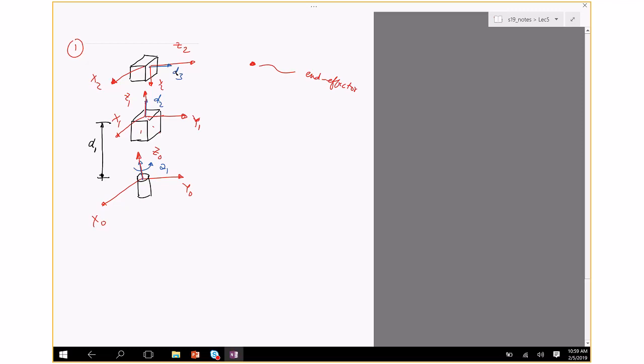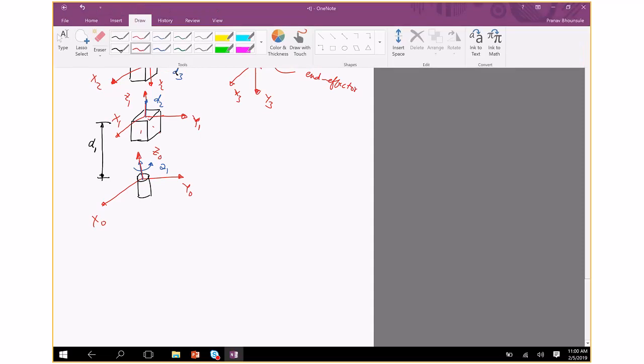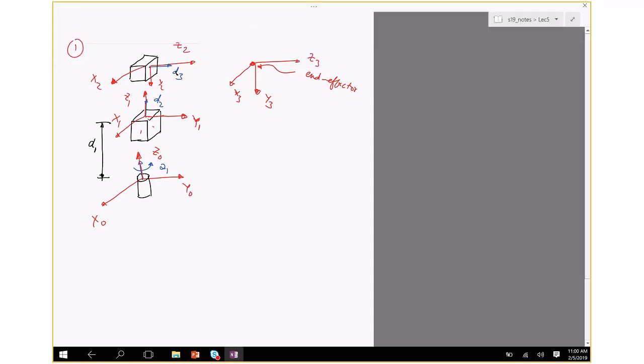The end effector, the way you attach the frame to the end effector is choose the end effector frame, in this case z3, to be the same direction as z2. So z3. And what happens is you'll see that x3 is this way, and then y3 down. Okay, so this is the major part.